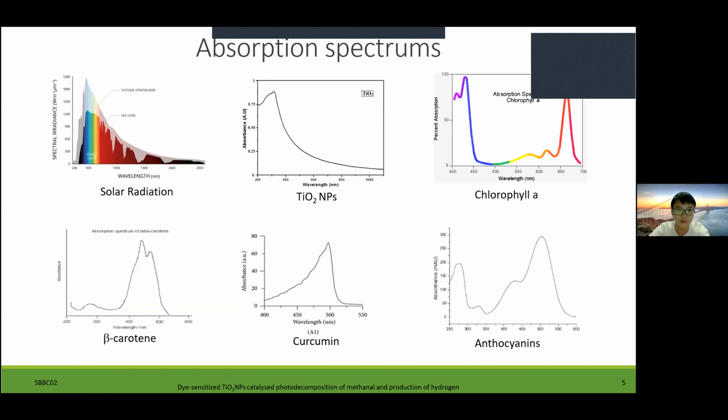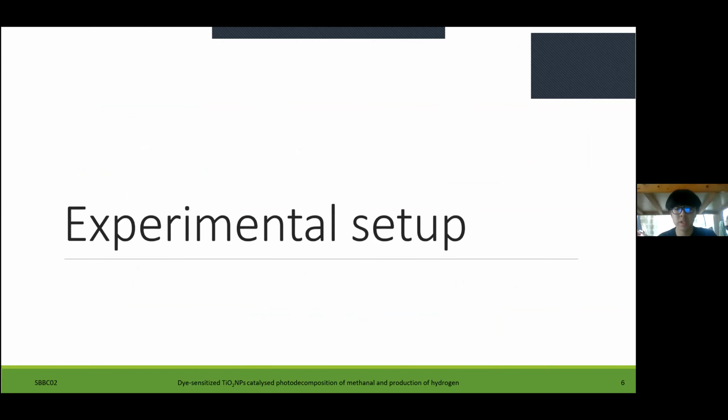So here are some absorption spectrums. As you can see, the titanium dioxide nanoparticles have a narrow absorption spectrum. Therefore, we have to sensitize it with dyes in order to widen it, allowing more wavelengths of light to be available for excitation of electrons. And now I'll show you the experimental setup.